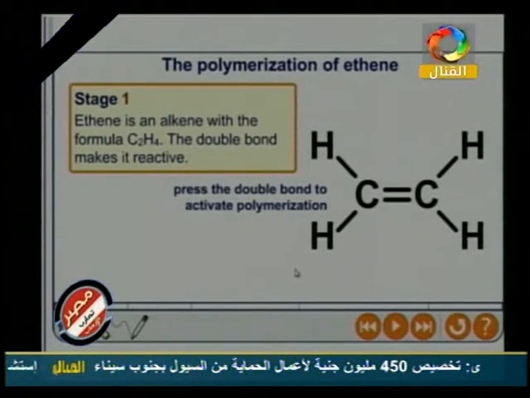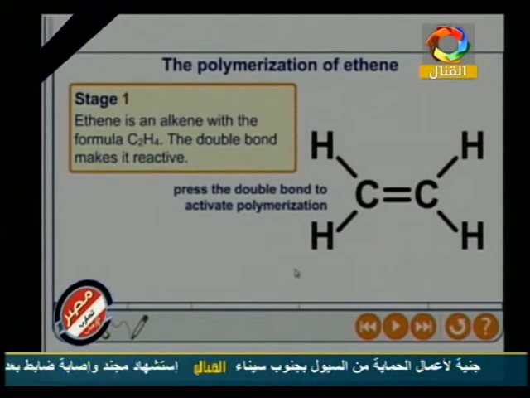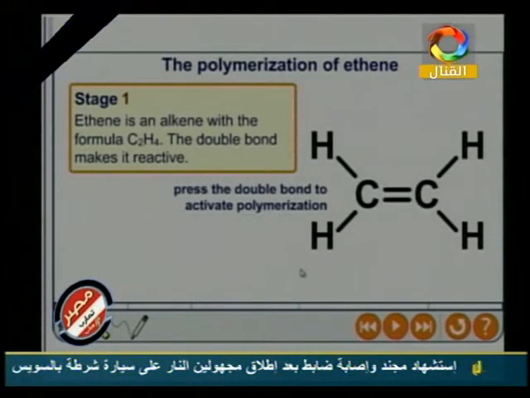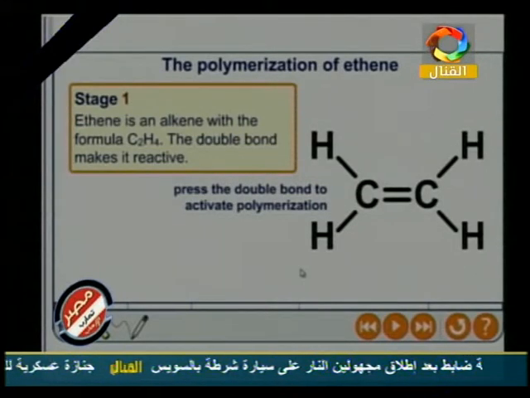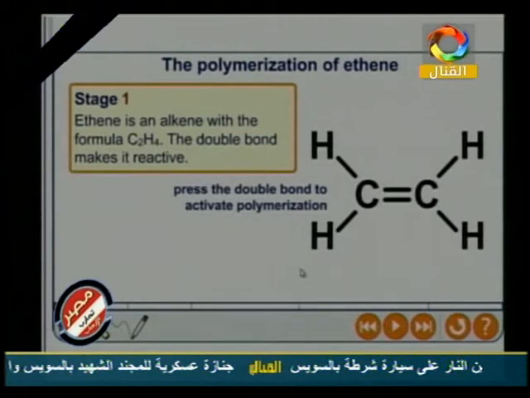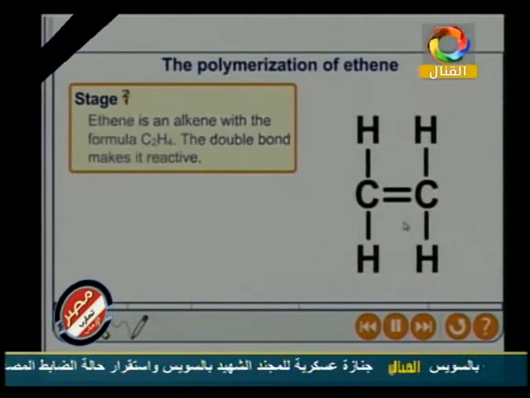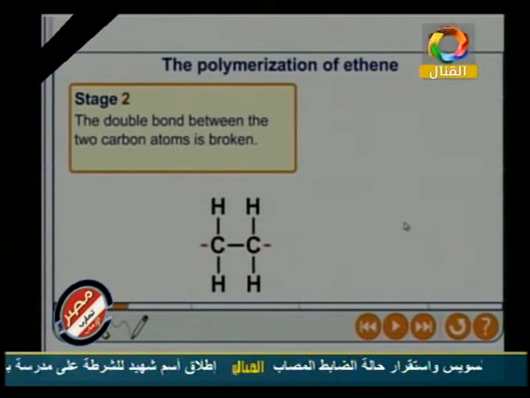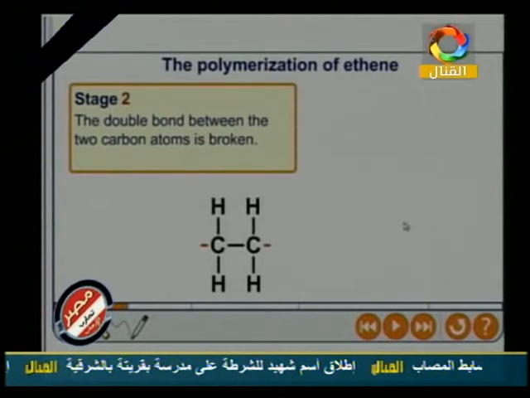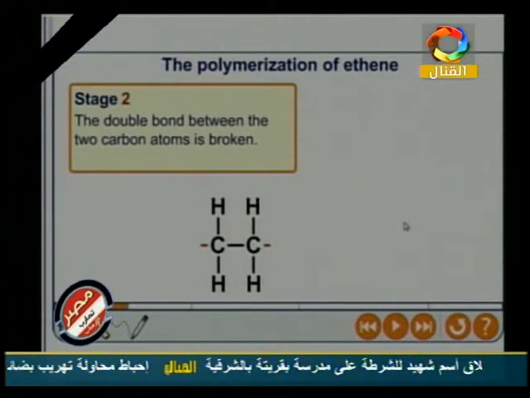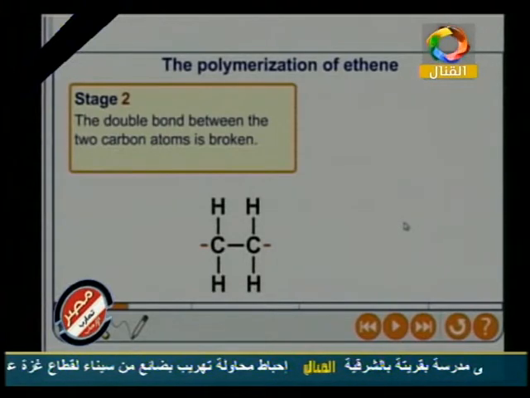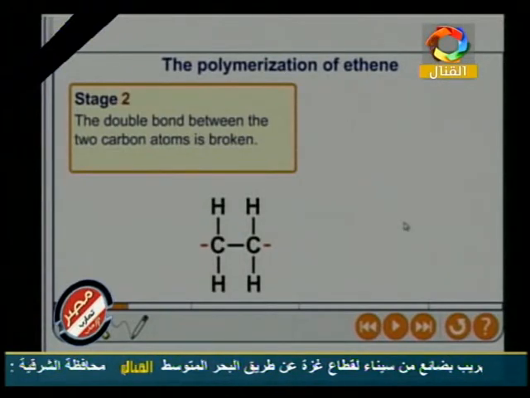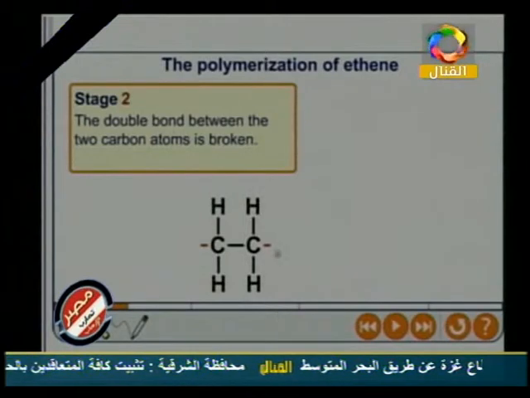So here we have ethene, an alkene with the formula C2H4. The double bond makes it reactive. If I press the double bond, it will break, helped by what? Helped by the phenol. If I press this bond like this, the bond will be broken to open the chain in this molecule. So the double bond between the carbon atoms is broken to open the chain to make a connection with another molecule of ethene.